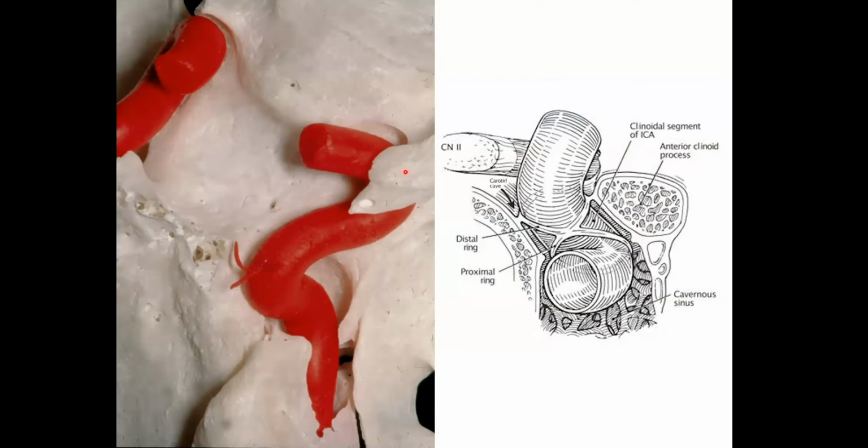Here's the anterior clinoid process. This is the sella, so this is where the pituitary would be. This is where the posterior clinoid process would be up here. So carotid's coming in, this is where the petrolingual ligament would be right here. Actually, in some people, it's completely ossified, so it's solid bone. And as you come up, we have that first bend coming superiorly, coming up.